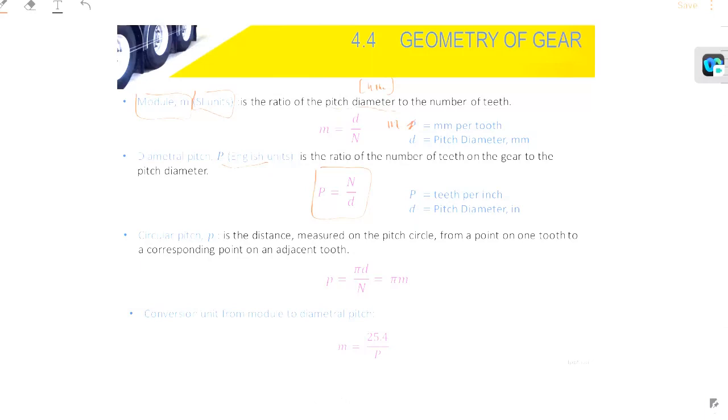Dalam satu inci ada berapa gigi gear? Okay, 2 inci ada berapa gigi gears? So number of teeth of the gears divided by pitch diameter in inch. So you have to remember that diameter pitch is for English unit, inch. Okay, module, millimeter, SI units.